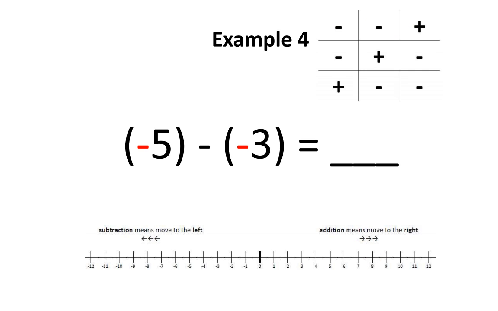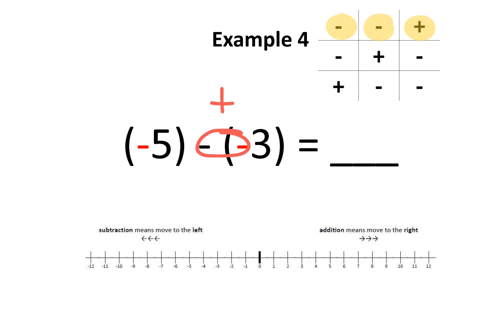In our fourth example, we want to find what negative 5 subtract negative 3 is equal to. Notice that there are two signs directly beside each other. We're going to be using our shortcut to deal with this. When you have a negative sign directly beside a negative sign, that actually becomes a positive sign. Therefore, these two negative signs will become one positive sign. This simplifies to negative 5 plus 3.